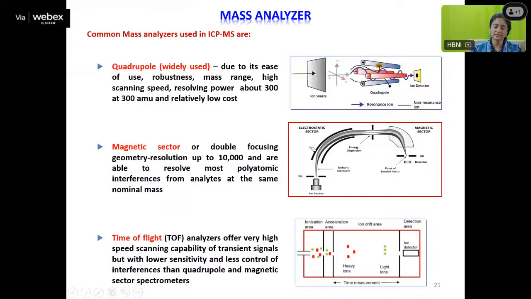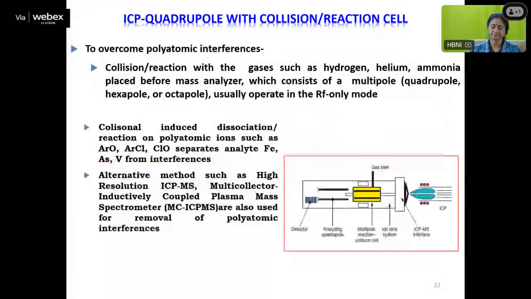Now there is one more, the time of flight, where the bunch of masses will have different mobility based on their masses. Their kinetic energy being the same, the heavier ion will move slower than the lighter ion. So the lighter ion will reach the detector first. Depending on this principle, the ions are separated in a time of flight mass spectrometer.